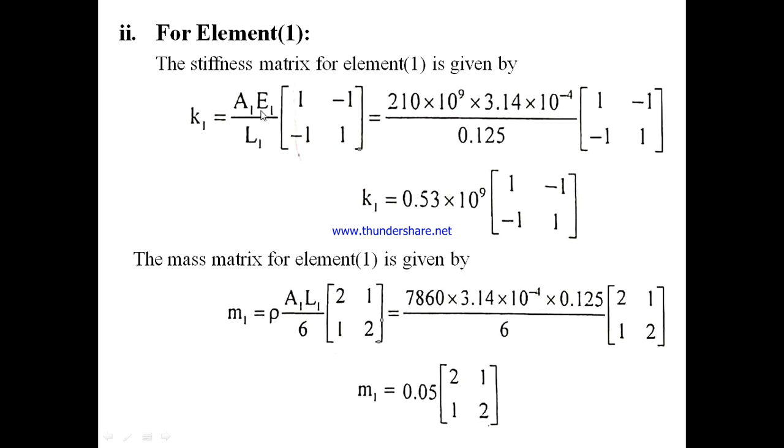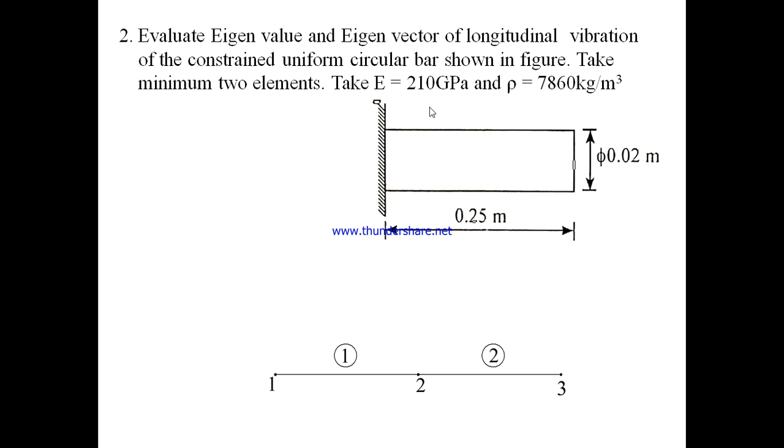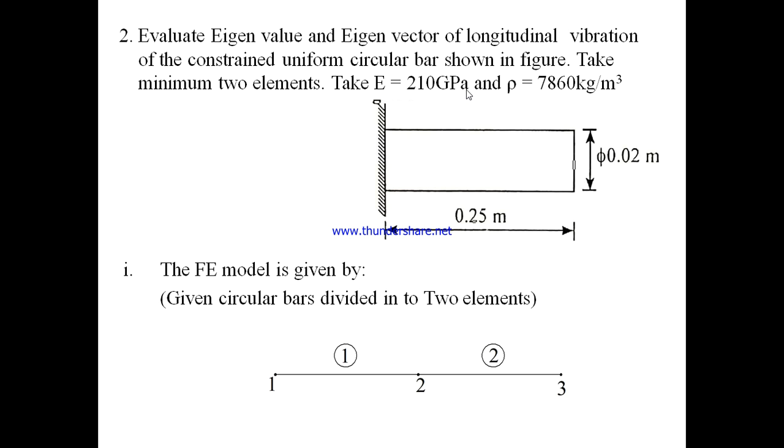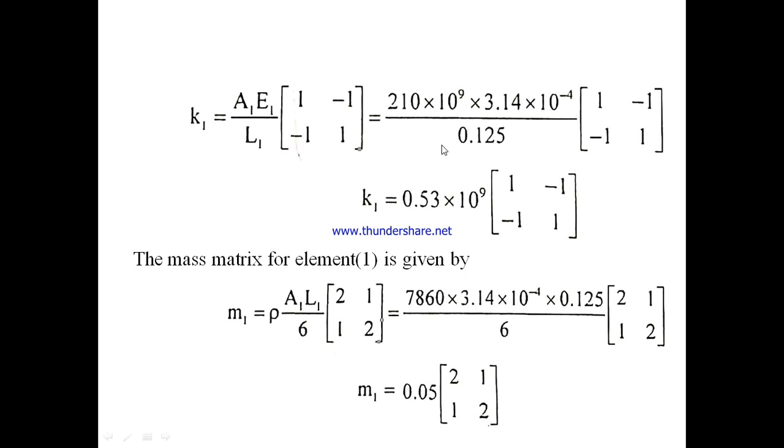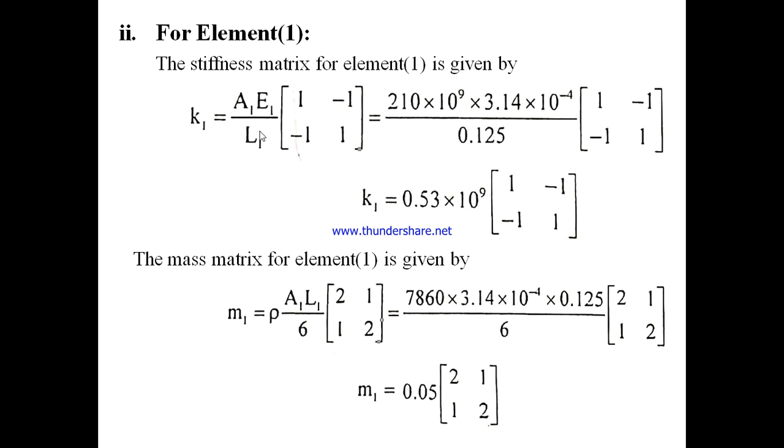Okay, where K1 is equal to A1 E1 by L1. So I need not do the unit conversion there. 210 gigapascal is 2.1 into 10 raised to 11 Newton per meter square. Let it be in kg meters. Always the density should be in kg. Don't convert that into newtons. Okay, fine. So here A1 E1 by L1, 1 minus 1 minus 1 1. This is a well known formula what we have for the bar element.